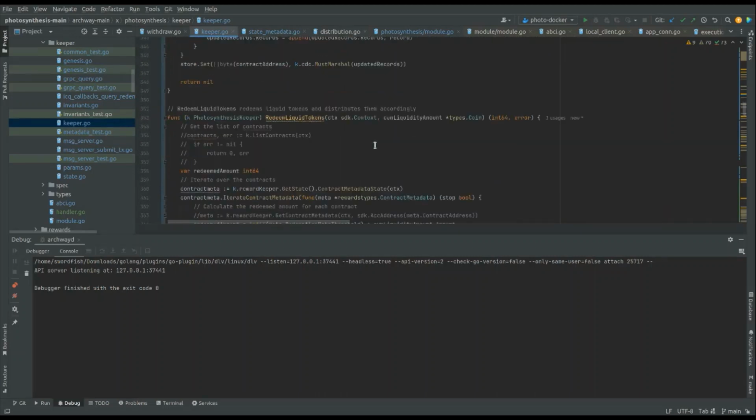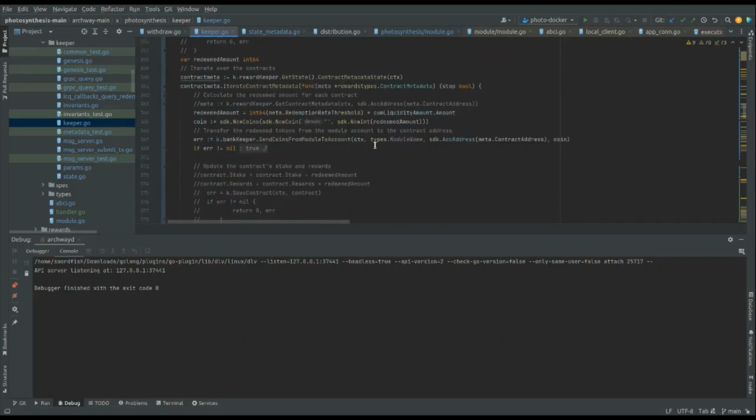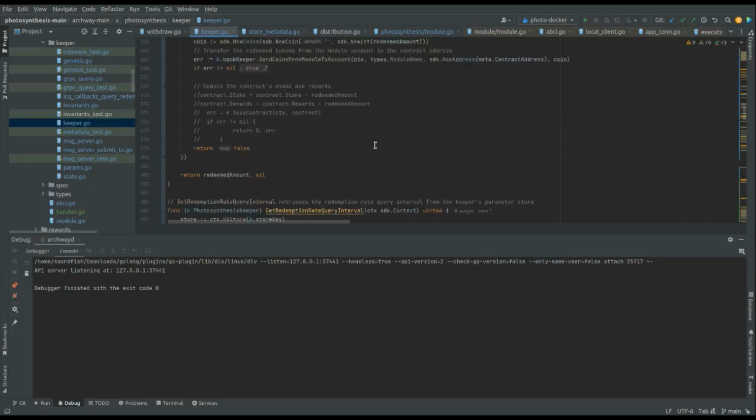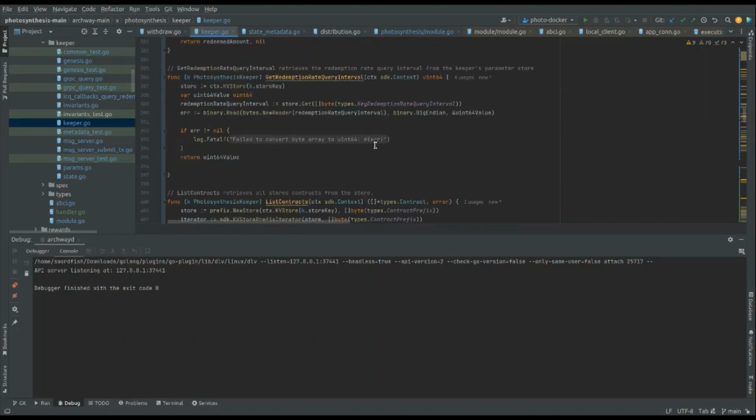Here are the transactions as part of Photosynthesis. Method: set Archway LiquidStakeInterval. This is the interval at which Archway will do central liquid stake for cumulative rewards for all Dapps. Set redemption rate query interval.